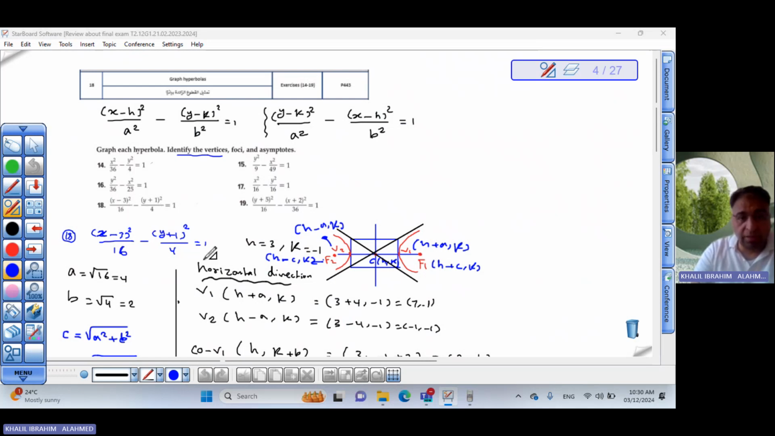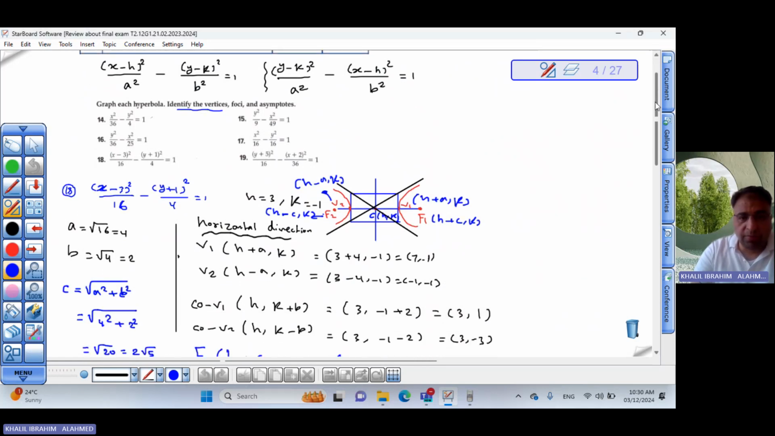The horizontal direction, because the x comes first, this is the horizontal direction. Okay, the change on the x-axis. If V1 and V2 are related to h plus a, h minus a, k is fixed, it didn't change. Just substitute here: h is 3, 3 plus 4, 3 minus 4, and -1 is fixed, not changed. The answer is (7, -1) and (-1, -1). It's easy.